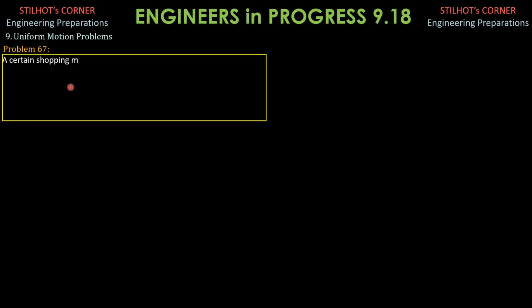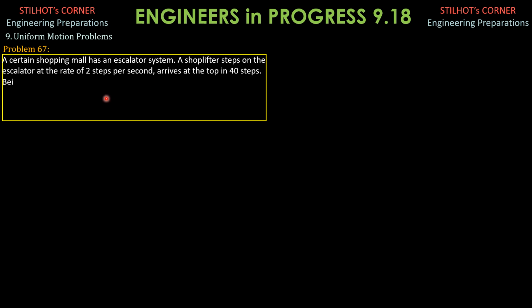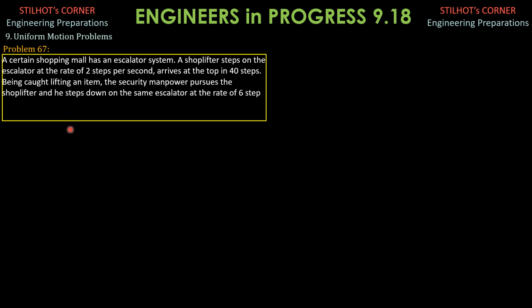Problem 67. A certain shopping mall has an escalator system. A shoplifter steps on the escalator at the rate of 2 steps per second, arrives at the top in 40 steps. Being caught lifting an item, the security manpower pursues the shoplifter and he steps down on the same escalator at the rate of 6 steps per second so that he will arrive at the bottom in 360 steps. How many steps has the escalator?